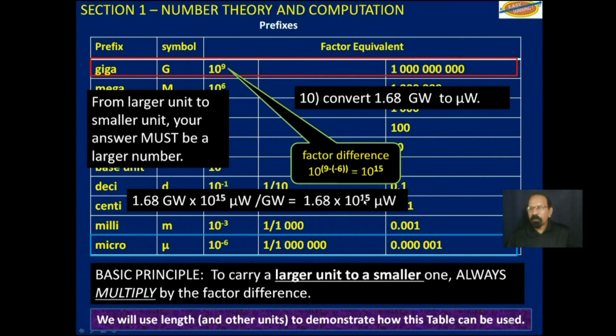And while we were using mainly length, we also use other units like watts and volts and grams to illustrate the point of this conversion from a base unit to one of the multiple units, whether it's multiple of powers of 10, positive or negative.